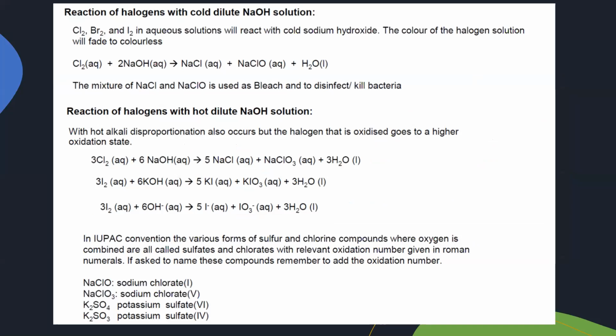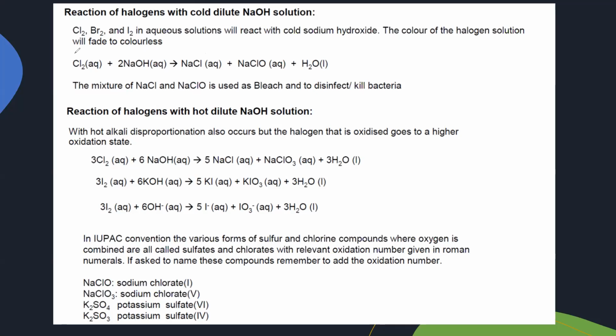Now, when they are reacting, you have to learn these reactions: reaction with cold sodium hydroxide and reaction with hot dilute sodium hydroxide. For example, we have chlorine, bromine and iodine in aqueous solutions, and they will react with cold sodium hydroxide, and the color of the halogen solution will fade to colorless. So basically what happens, for example, when you add chlorine bubbles or a solution of chlorine to aqueous sodium hydroxide, it will form sodium chloride, sodium chlorate(I) and H2O.